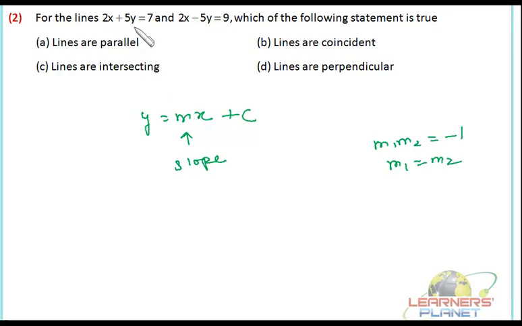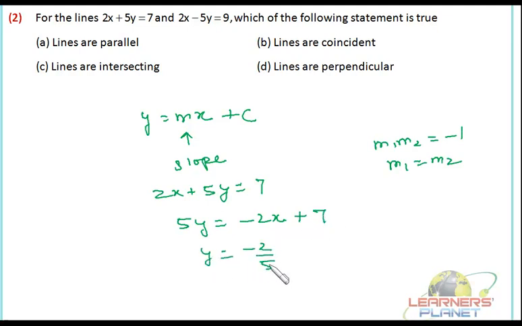Okay, so first of all, I take this line 2x plus 5y is equal to 7. We want y on the left-hand side and the remaining things on the right-hand side. So 5y is equal to minus 2x plus 7. So y is equal to minus 2 by 5 x plus 7 by 5, right? Now y is equal to mx plus c, so m is what? Minus 2 by 5. That means the slope of this line, that is m1, is equal to minus 2 by 5.